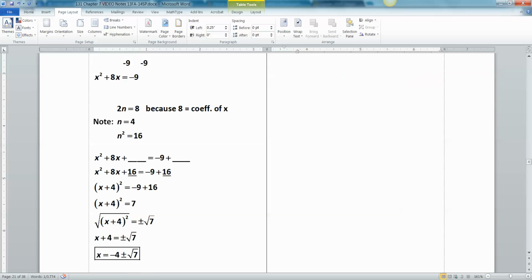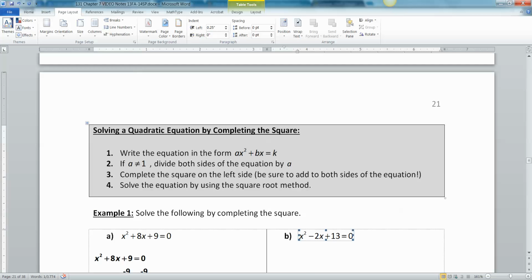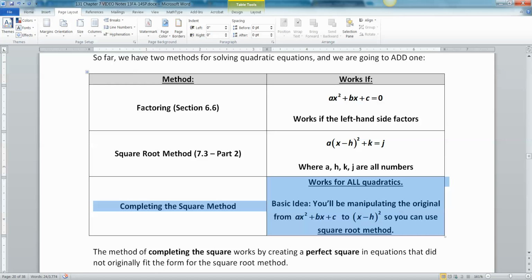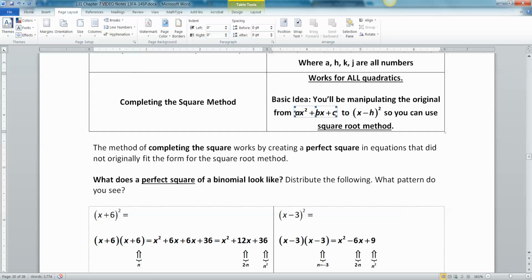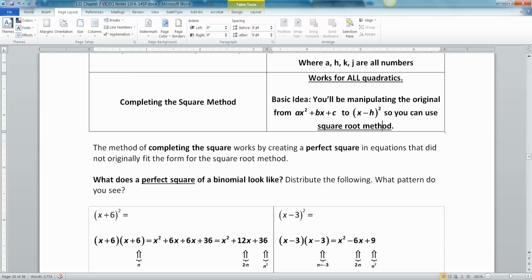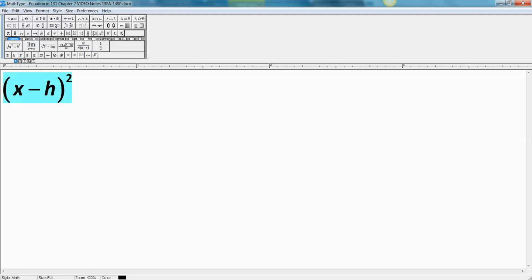That is solving by completing the square. It's not pretty, but it works. It works every time. It works for all quadratics, no matter whether they were factorable, which this one was not. Basically, what you're doing is you're changing it from the form it came in. It came in this x squared plus 8x plus 9 business, and you fiddled around with it. You added something on so that you could turn it into x plus 4 squared.